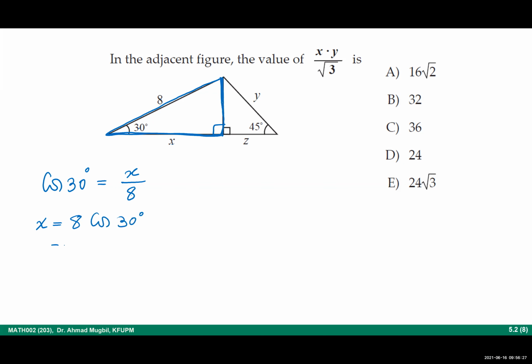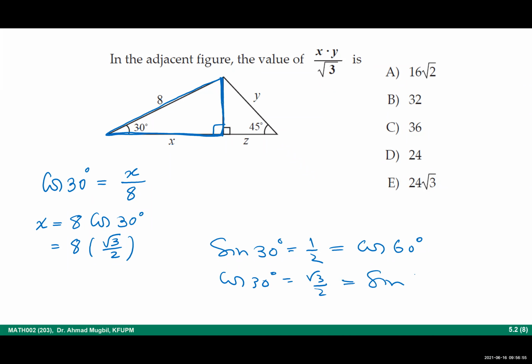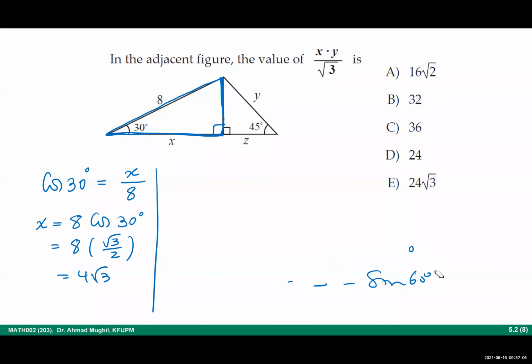And you can, of course, do this at once. What is cosine 30? Root of 3 over 2. Square root of 3 over 2. You're right. How to remember this, ya Shabab? Remember that sine 30 is a half. This is the same as cosine 60. So cosine 30 is the square root of 3 over 2, which is the same as sine 60. So 8 over 2 is 4, so it will be 4 square root of 3. If you find it like that, you are lucky. Good, you are right. So this is X, ya Shabab.